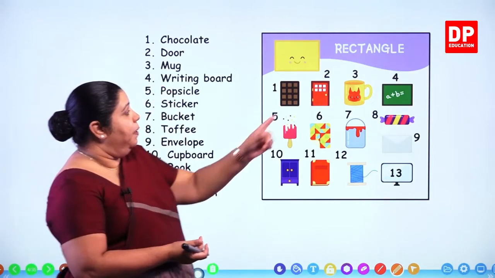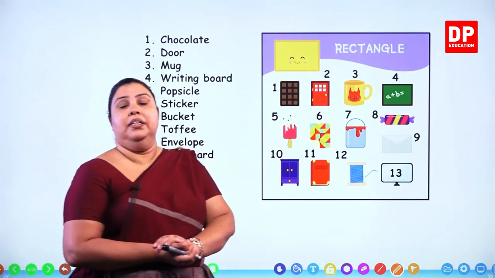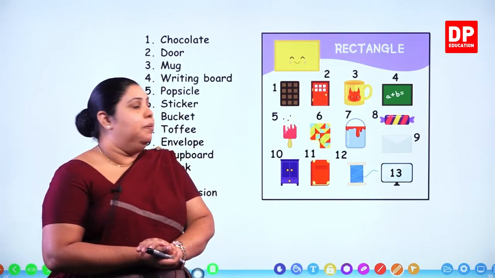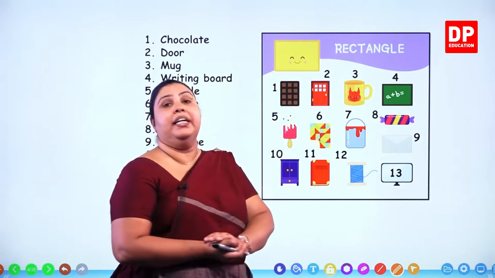Number 3, mug. Mug is in the shape of a rectangle.